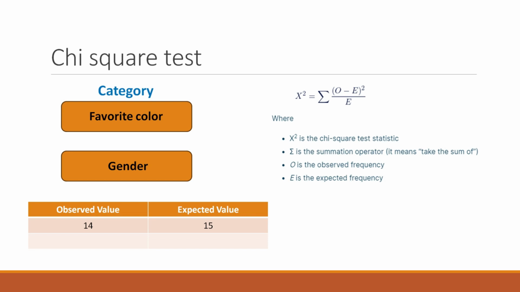Here we have to compare the observed frequency of each combination to the expected value. Let's say you have a group of people and you record their favorite color and gender, and you tally how many men or women like each color. Then using this chi-square test, you can determine if there is a significant association between gender and favorite color.